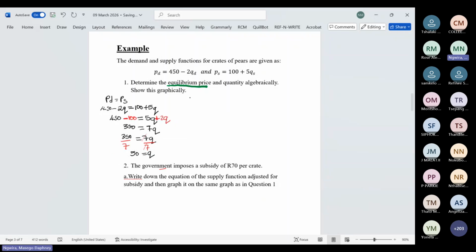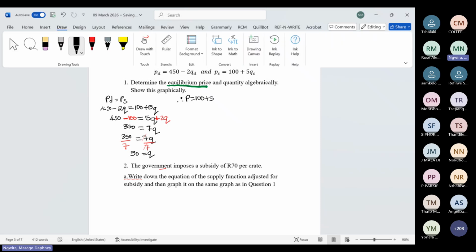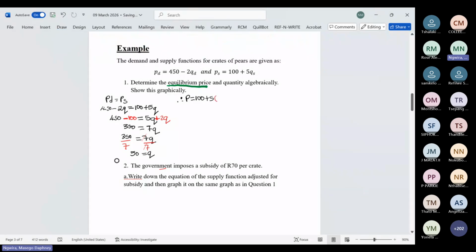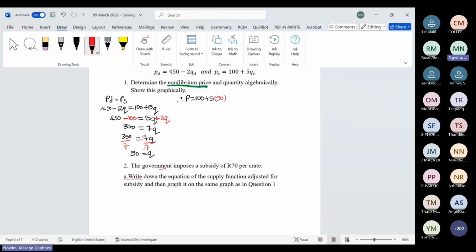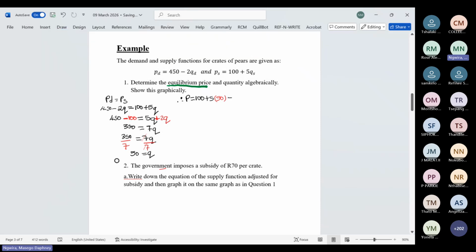So I'm just going to write it here. Therefore, my P is equal to, using either equation. I'm going to use the one for supply, so this is 100 plus 5Q, or you can use the one for demand. It doesn't really matter. The answers must be the same. So Q is 50, and then we get our answer. What is the answer? 350.